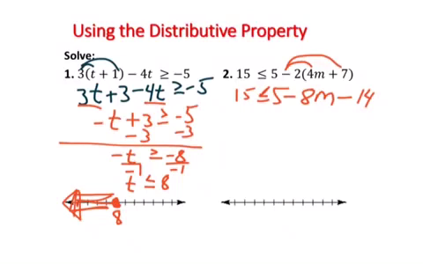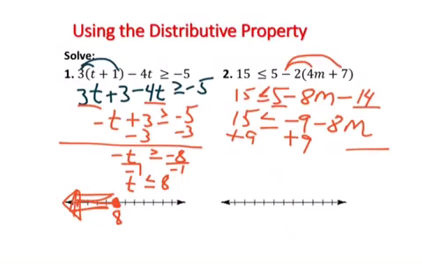Okay, so solving this, combining like terms, 5 minus 14. So 5 minus 14 is negative 9. So negative 9 minus 8m is 15. Okay, so add 9. So 24 is less than or equal to negative 8m.